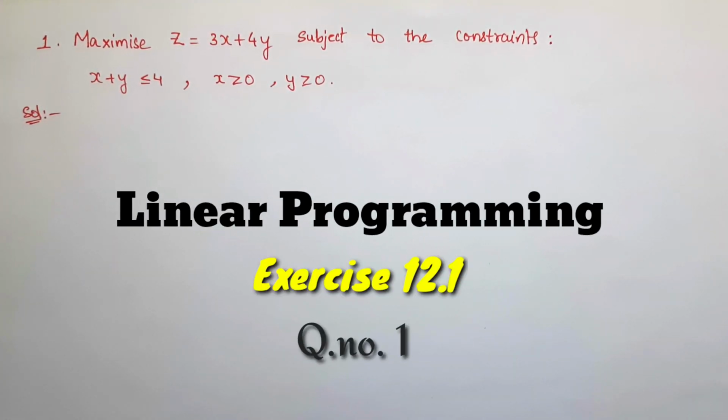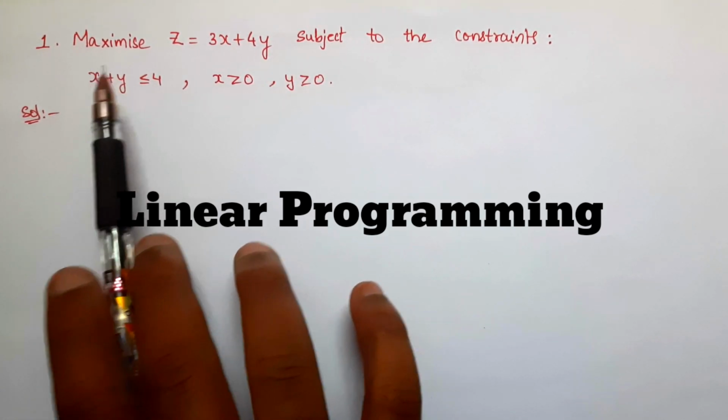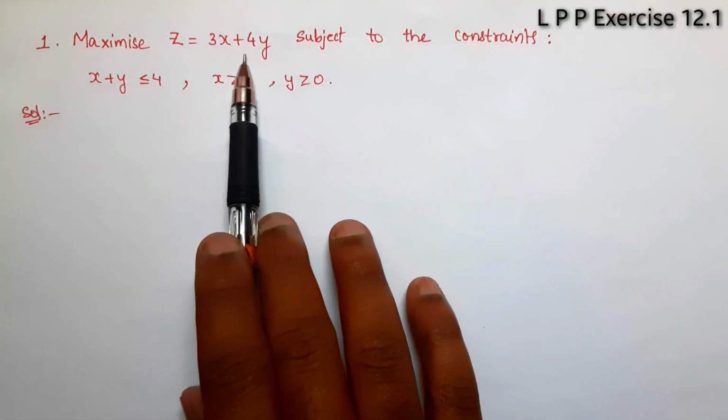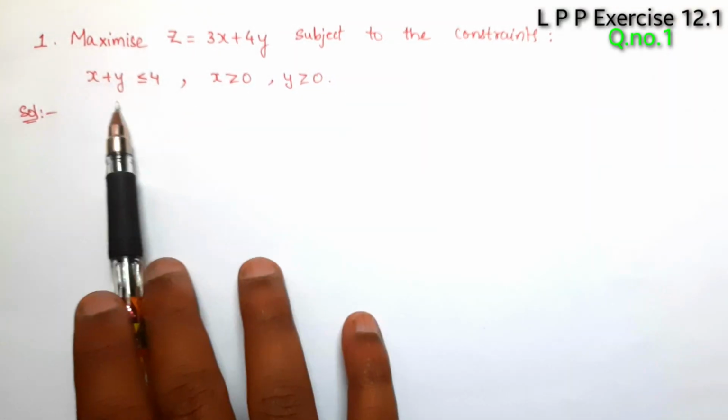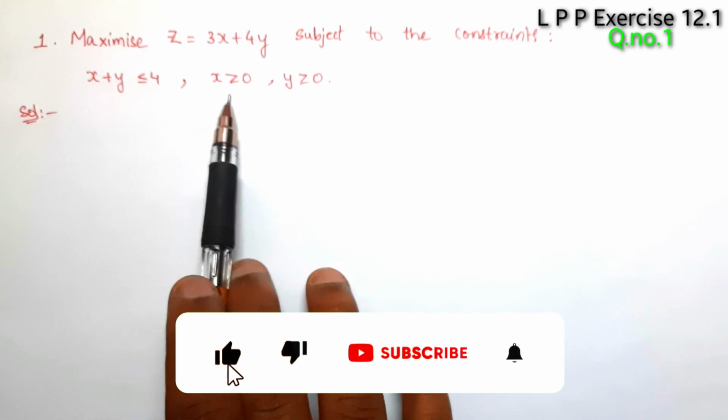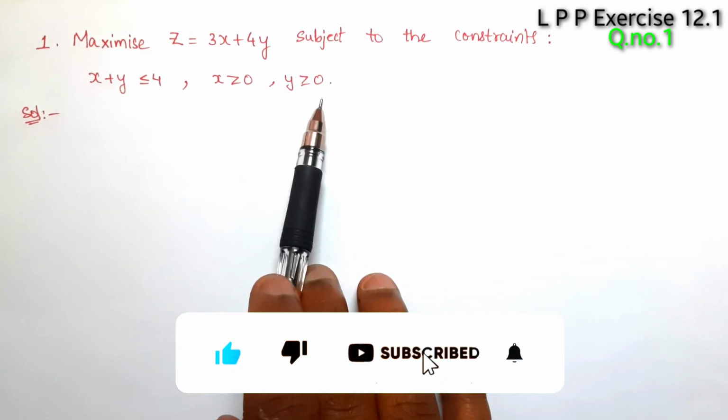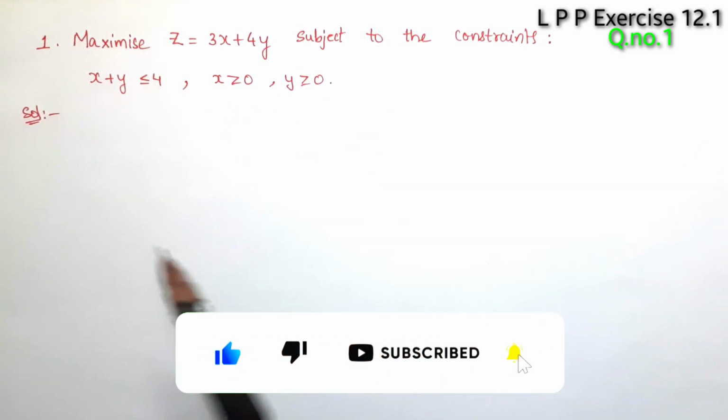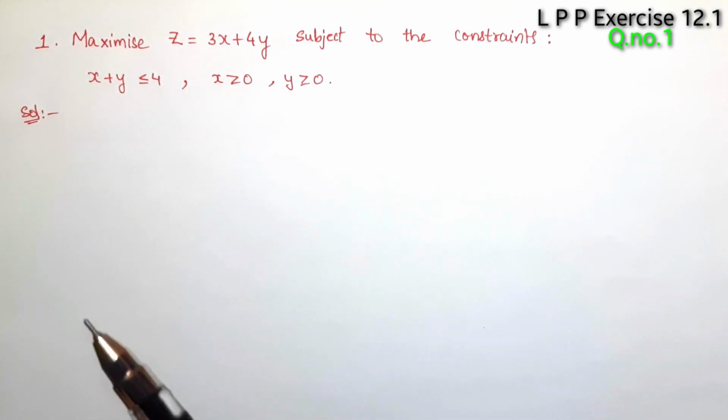This is question number 1 from exercise 12.1, which is a linear programming problem. The question is: maximize z = 3x + 4y subject to the constraints x + y ≤ 4, x ≥ 0, y ≥ 0. Out of that, the remaining problems from that exercise will follow.